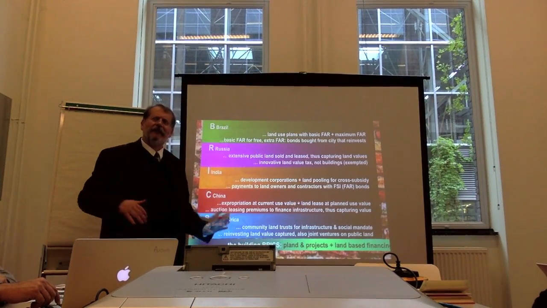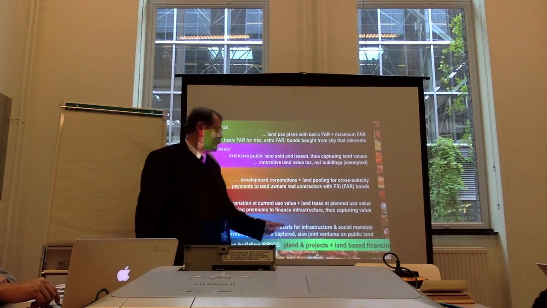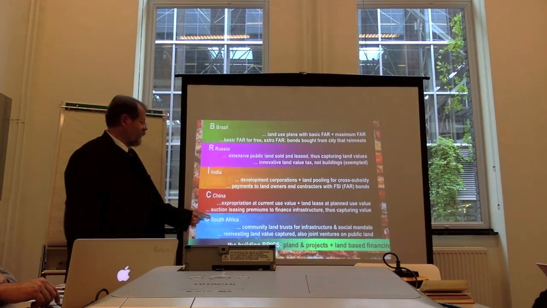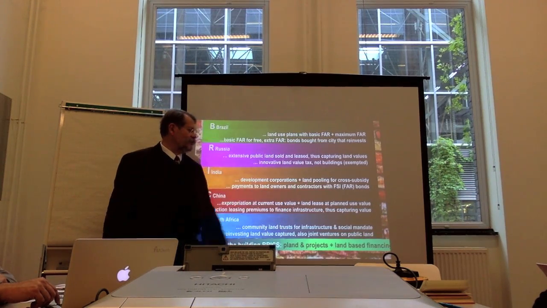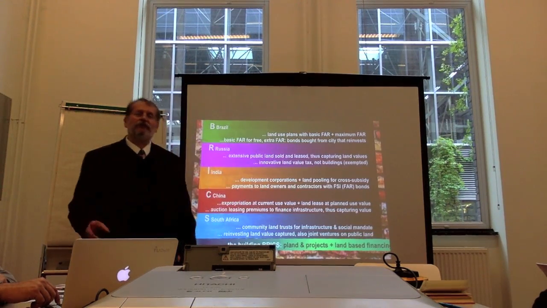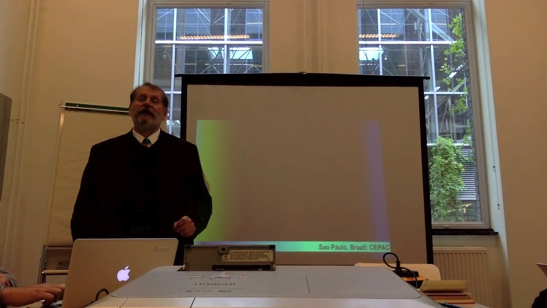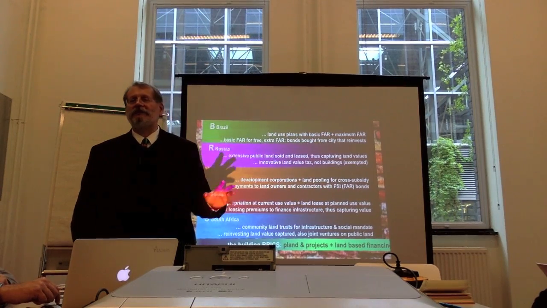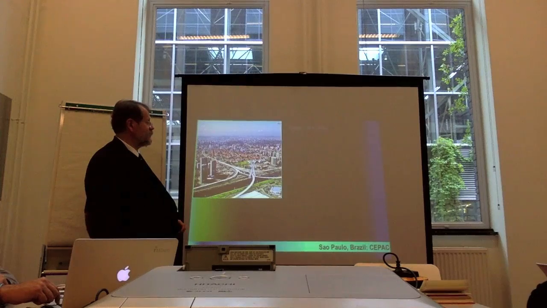Last one, South Africa. It's not doing much, but they are already implementing community land shares for infrastructure and social engagement. And also reinvesting that land value capture. They also do joint venture. They are learning, doing lots of mistakes. They used to have, like the Russians, a tax only on the value of land, but about 4 years ago they eliminated it. Not everyone understands that.